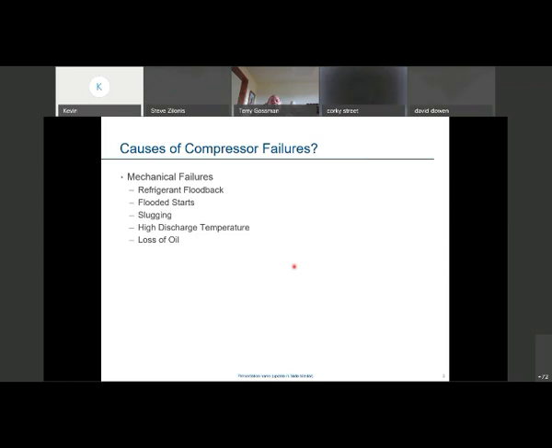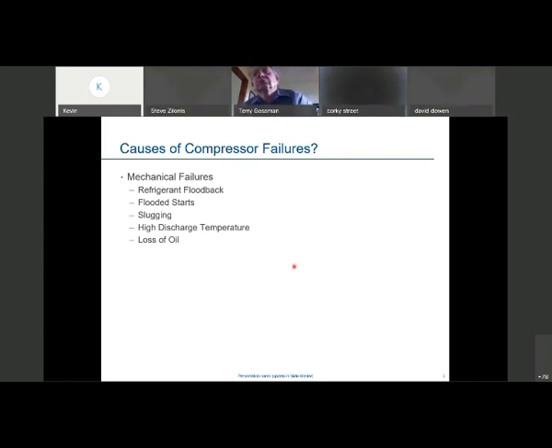Refrigerant floodback is an issue where you've got liquid refrigerant coming back to the compressor, diluting the oil in the crankcase of the compressor. And in some cases, when it's a strong enough flow of liquid refrigerant coming back, it can actually break the compression portion of the compressor, like the scroll or the pistons, rods, things like that.